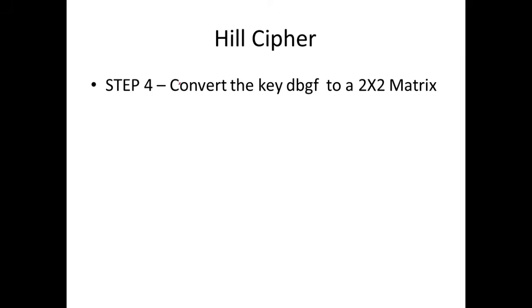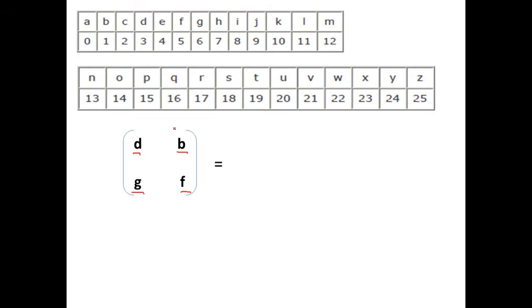The next step is step number 4. We are going to convert this key DBGF into a 2 cross 2 square matrix, and this is how it's converted into a 2 cross 2 square matrix. We're going to write it as DBGF, but we'll not be able to use DBGF in our computations. We have to convert these things to numerical values. For that, we'll be using our table, and this is the table that will help us in this conversion.